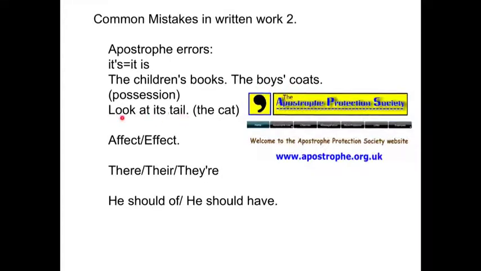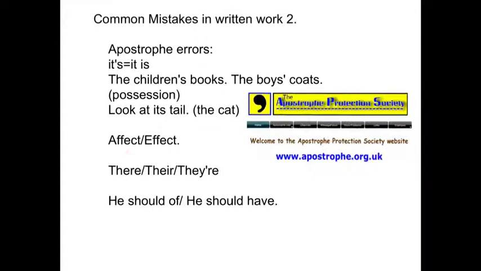Okay, but this always foxes people. Look at its tail, and people will put an apostrophe on there for some reason. They think it needs it. But here we're referring to the cat's tail, and we don't need an apostrophe to show possession, because we already have a possessive pronoun, its, which is just the same as his or her. So it's a possessive pronoun. It doesn't need an apostrophe. It is its own possession.